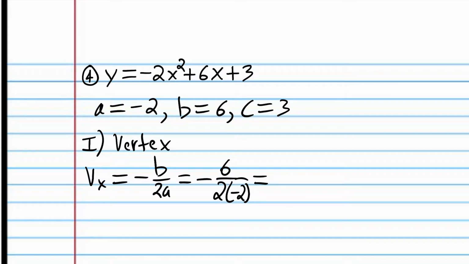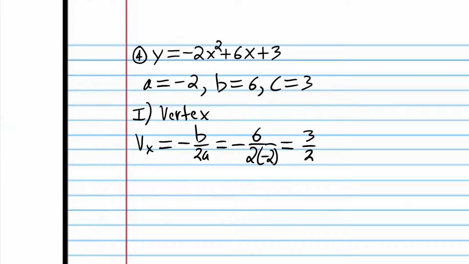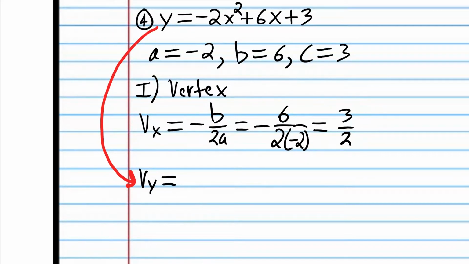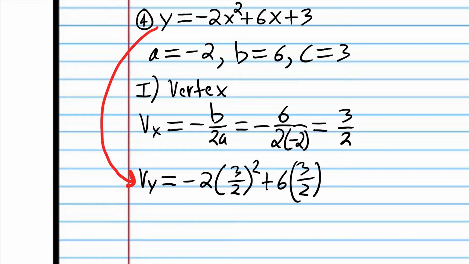So if we simplify this, we get positive 3/2. And so to find the y value of the vertex, of course, we're going to take the x value and plug it in to the original expression. So we have -2 times 3/2 squared plus 6 times 3/2 plus 3.